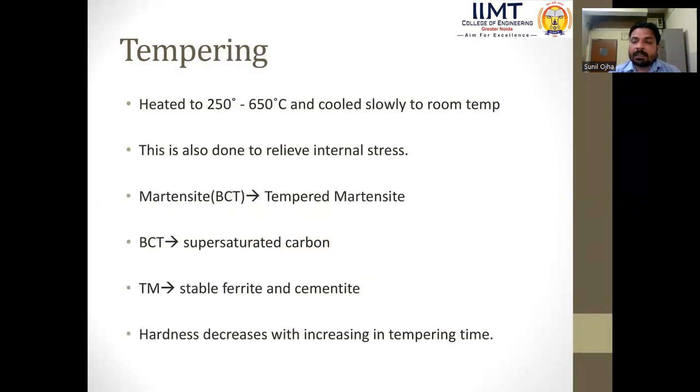How do we do the tempering heat treatment process? Heating is done at 250 to 650 degrees centigrade. The steel is heated at a temperature from 250 degrees centigrade to 650 degrees centigrade and cooled slowly to room temperature. This is also done to relieve the internal stresses. It converts martensite into tempered martensite: BCT supersaturated with carbon becomes tempered martensite, stable ferrite and cementite, and hardness decreases with increasing temperature.